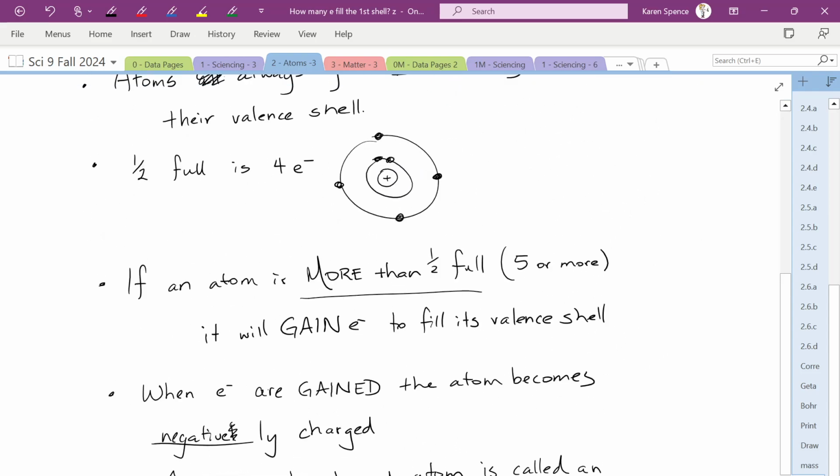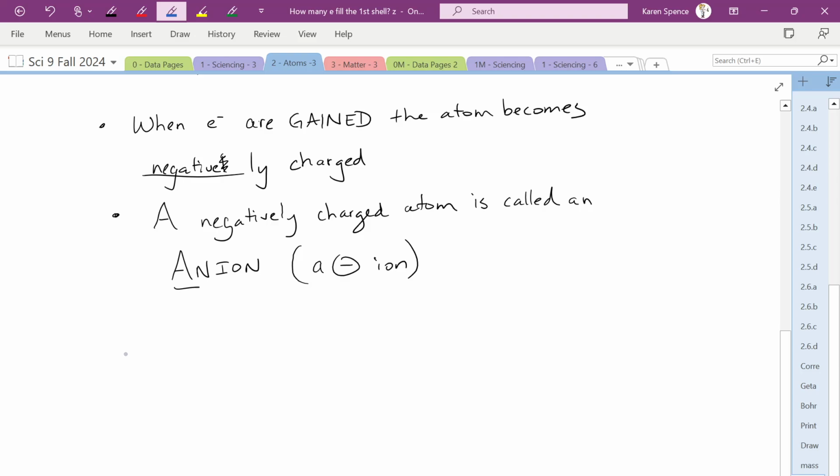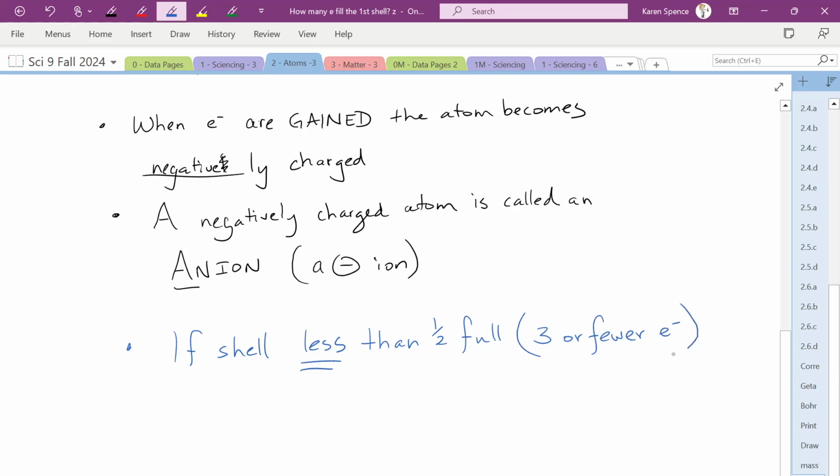Going back to here, remember, half full, 4 electrons. More than half full, they gain electrons. So if you have 5 or more electrons, you try to fill the valence shell. But what if the shell is less than half full, how many electrons would that be? Yeah, 3 or less, 3 or fewer. No longer is that atom going to try and fill up its shell. Instead, it's going to try and empty it out so that its outer shell becomes the next shell in.